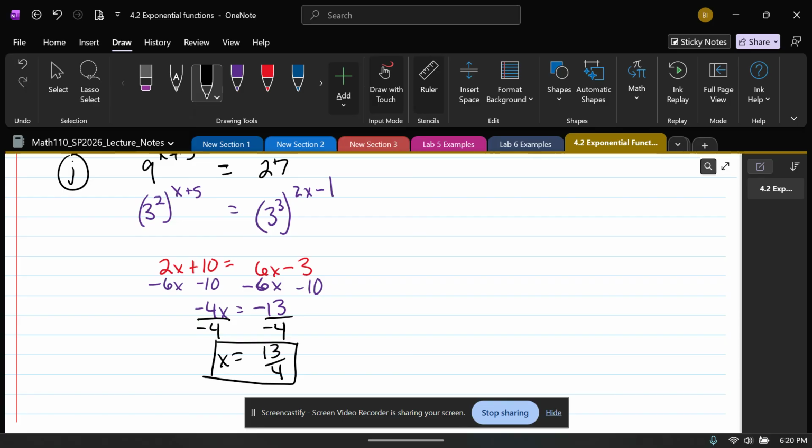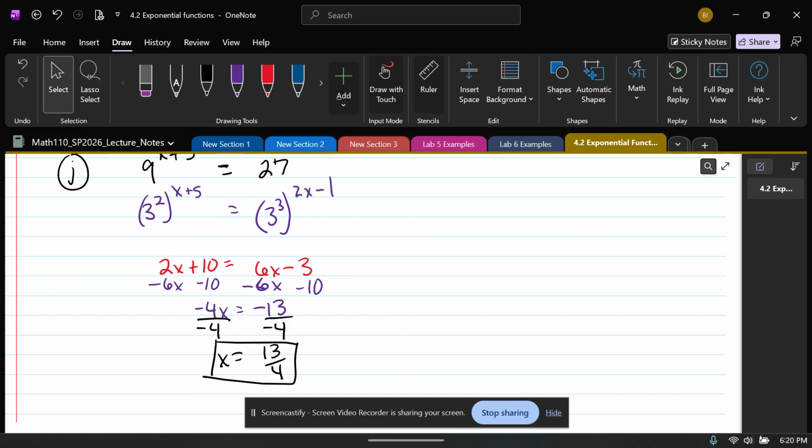Questions about the easier exponential solving? We'll get into some more difficult ones later on that you can't do this with, but we got to learn some other things before we can do that. Okay, so right now we got all the skills that we need to be able to solve those kind of equations. So the next thing in this same section is some financial math.